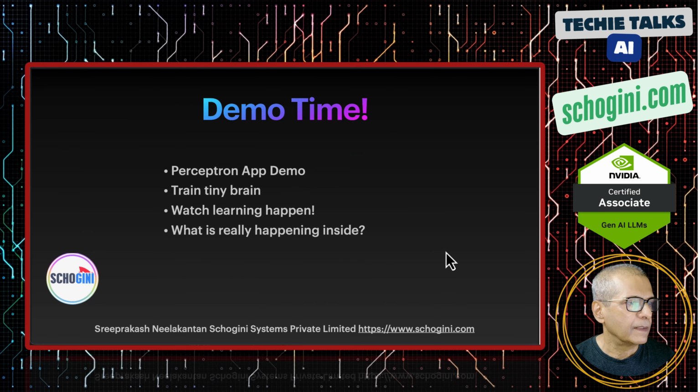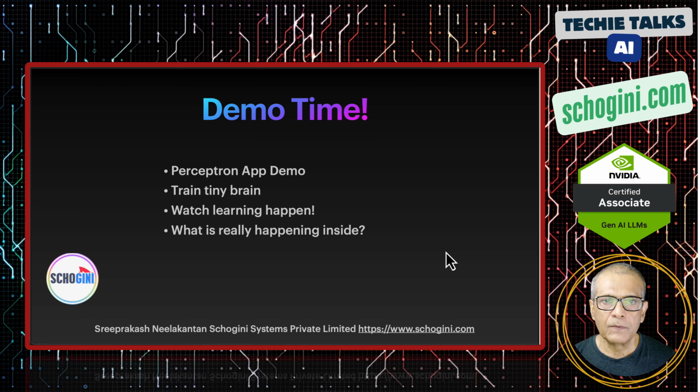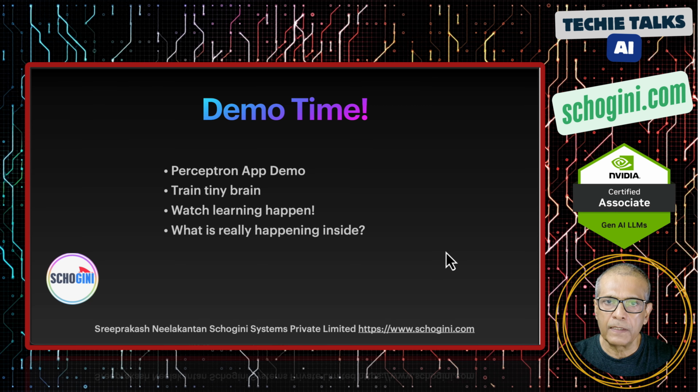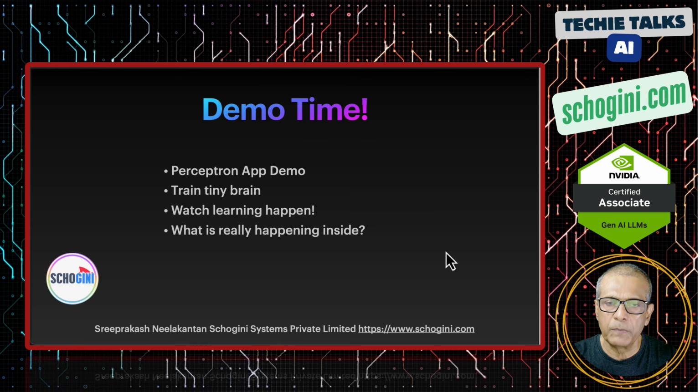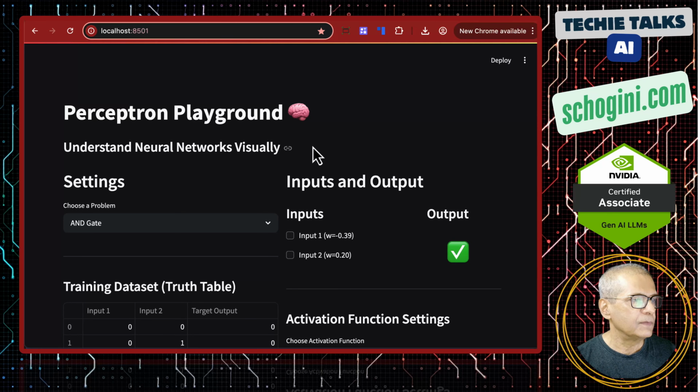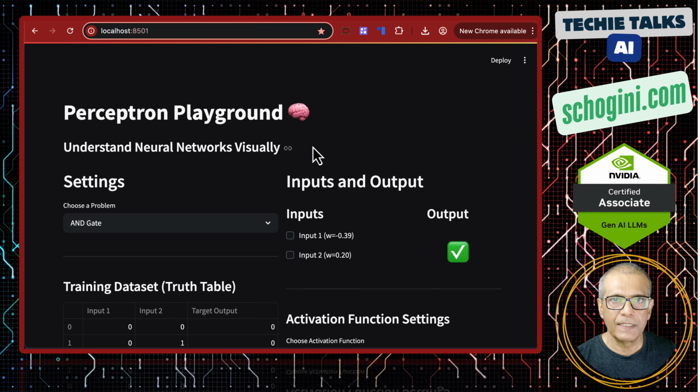Okay, so now it is demo time. So let's run the Perceptron Playground app which I have created. You can train the tiny brain, a single perceptron, and see how it learns and makes decisions. So here is the Perceptron Playground which I have created.